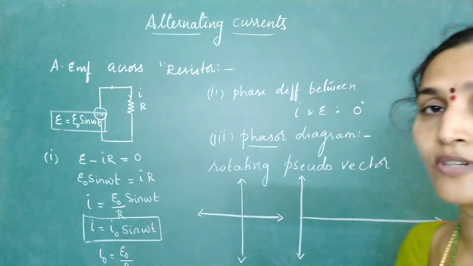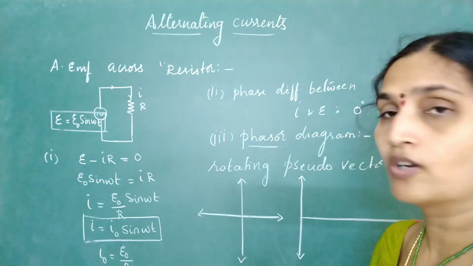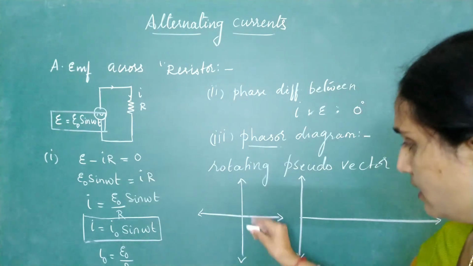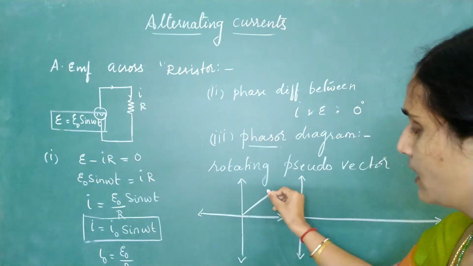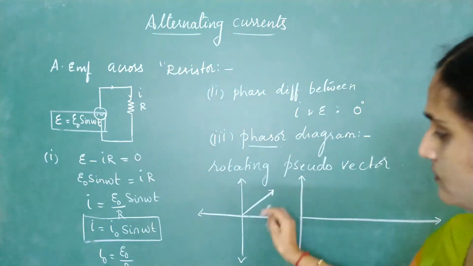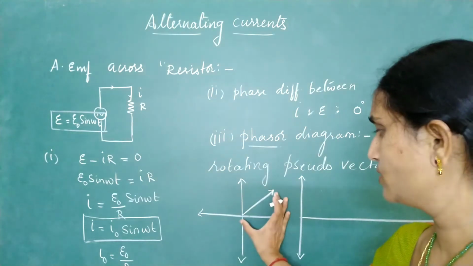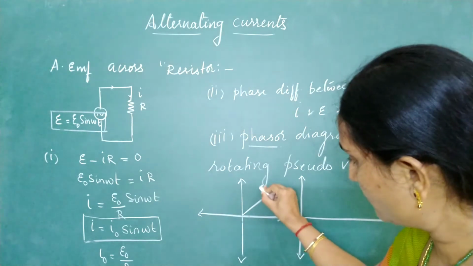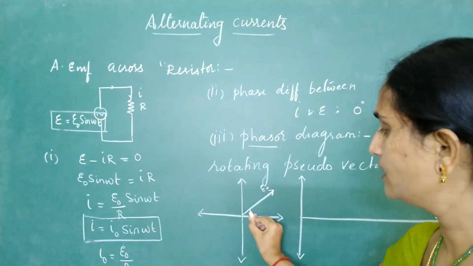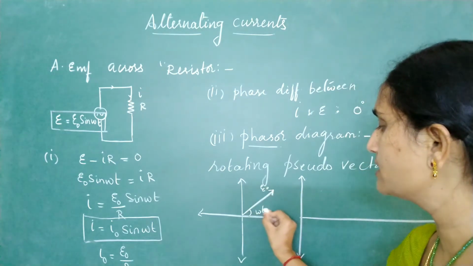What is your equation for EMF? E is equal to E naught sine omega t. Say after t seconds, I will take the amplitude of this E naught. The amplitude of EMF, E naught, is equal to the length of this arrow. First represent it. Let it make an angle omega t after t seconds.